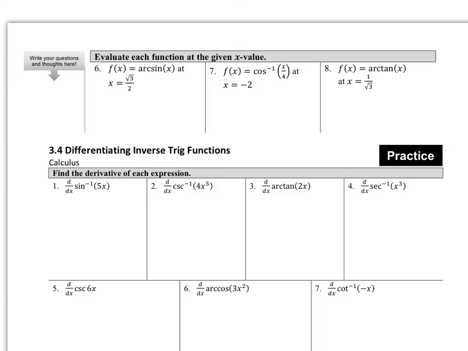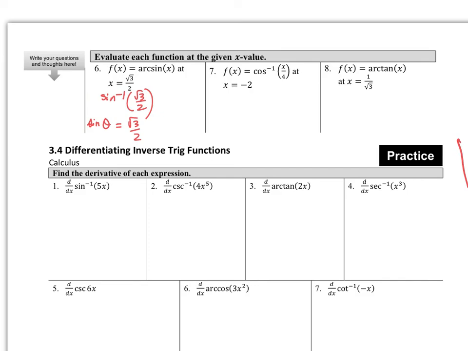Okay, so on the last few examples we have here, we're going to evaluate each function at the given x value. So if the function is the inverse sine of x at x equals square root of 3 over 2, this means we have the inverse sine of square root of 3 over 2. So let's see, what does that mean? That means we're trying to figure out what is theta. Because remember, that means that sine of theta is equal to square root of 3 over 2. That's what the inverse sine means.